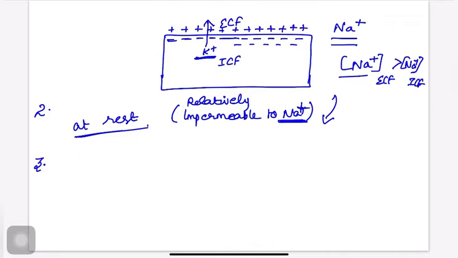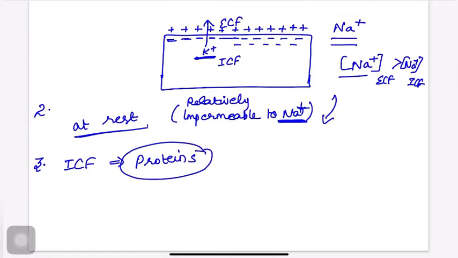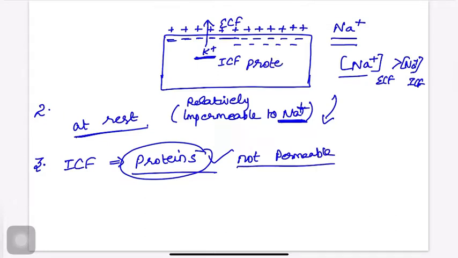Another cause for genesis of resting membrane potential: as we already saw in the Gibbs Donnan effect, our intracellular fluid is rich in negatively charged proteins and other organic compounds. As proteins are non-diffusible, they are not permeable through our membrane. So the presence of negatively charged proteins inside the cell also helps in increasing the negativity inside the cell, which also helps in the genesis of resting membrane potential.